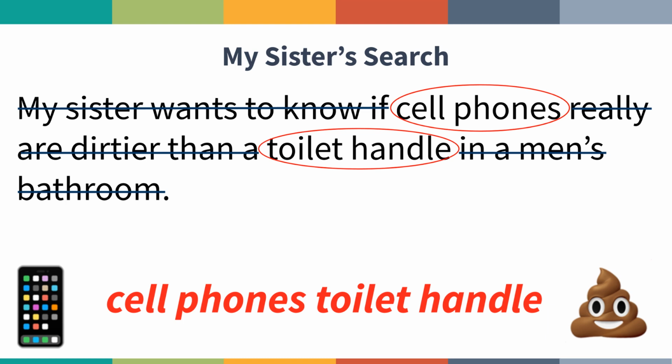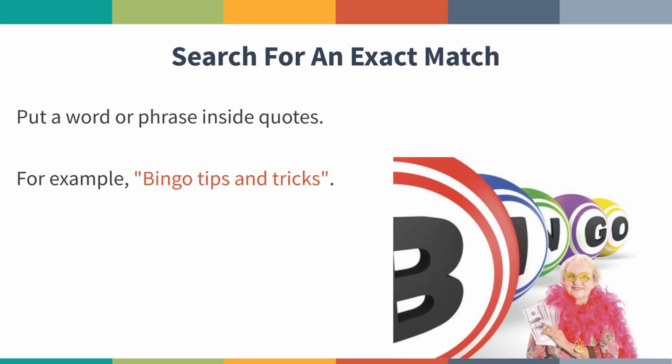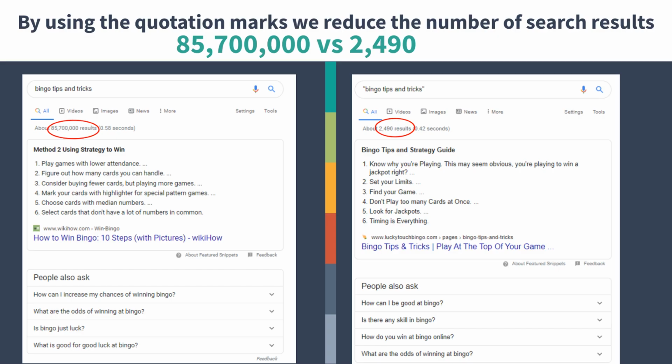So I'm going to skip ahead a little bit. But now, some of the fun tips and tricks. The basic and most used one, I think, is using quotation marks for an exact match. The example I give is bingo tips and tricks. Without using quotation marks, you can see the number of results I get back is 85,700,000. And when I use the quotation marks, it's reduced to 2,490.